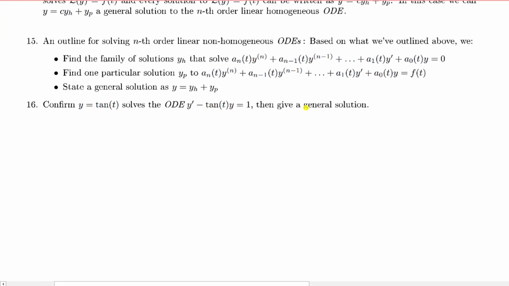So here's an outline for how to solve nth order non-homogeneous ODEs based on what we saw above. First, you're going to find this family of solutions to the corresponding homogeneous equation. Then you need to find one particular solution to the original ODE, and then you give your general solution as y is equal to the sum of the family of homogeneous solutions plus the one particular solution, and that gives us a general solution to the original ODE.